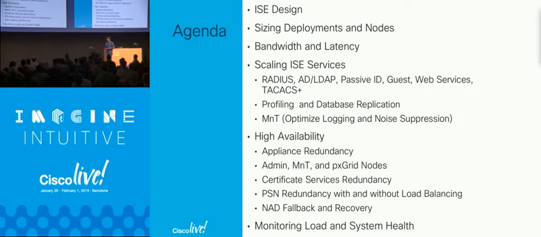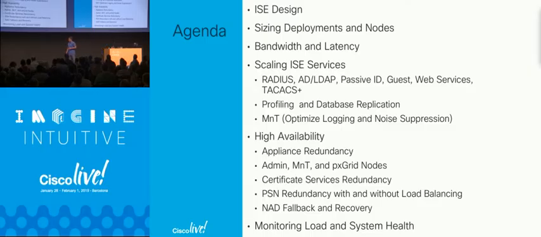After that, we'll get into bandwidth and latency, right? If you have a latency issue in your network and you have ISE globally deployed across many, many countries, what do you do about that? What are the options you have to change or leverage this bandwidth and latency and still make the ISE network work? The next thing we'll get into is scaling ISE services.